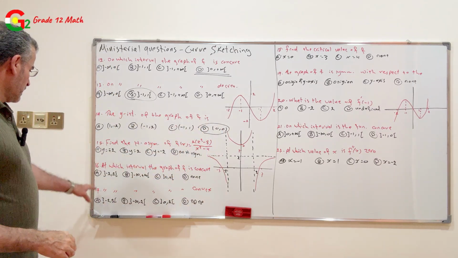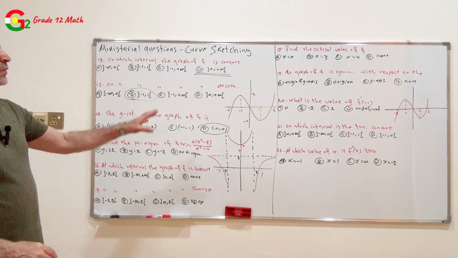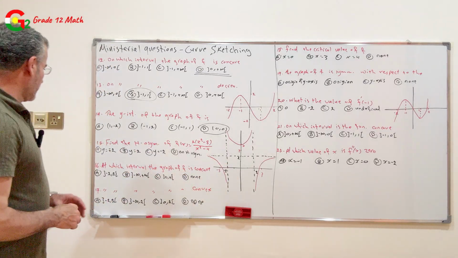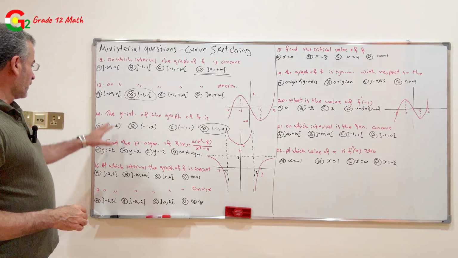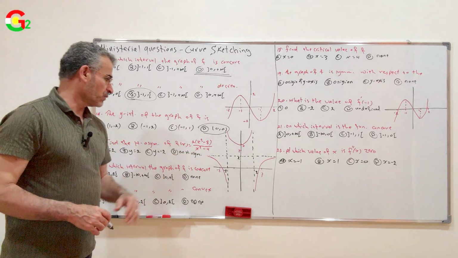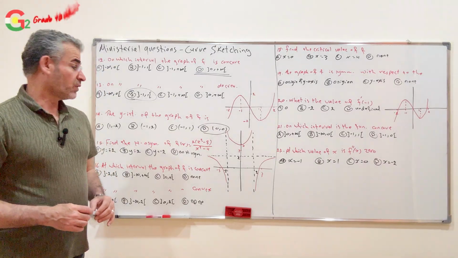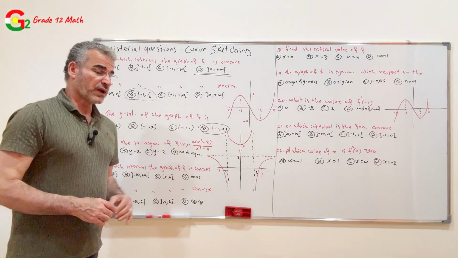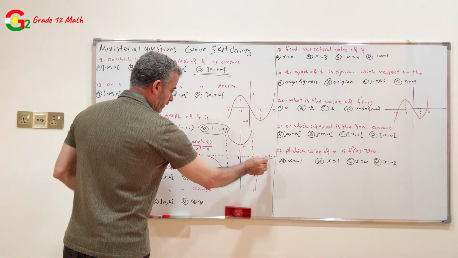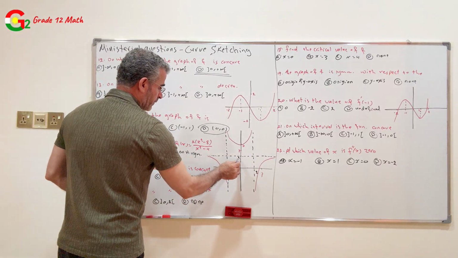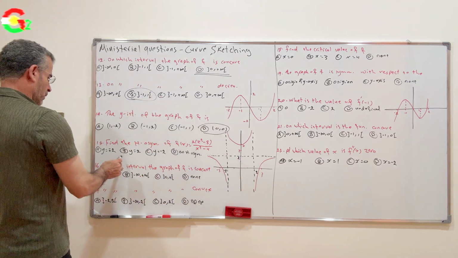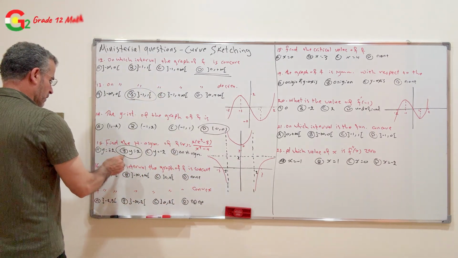Question number 15 to 19. Use the graph on the right to answer them. Number 15. Find the horizontal asymptote of the function f of x equal to 2 times x squared minus 8 over x squared minus 4. As you see, we have only one horizontal asymptote at y equal 2. Therefore, the right choice is B.